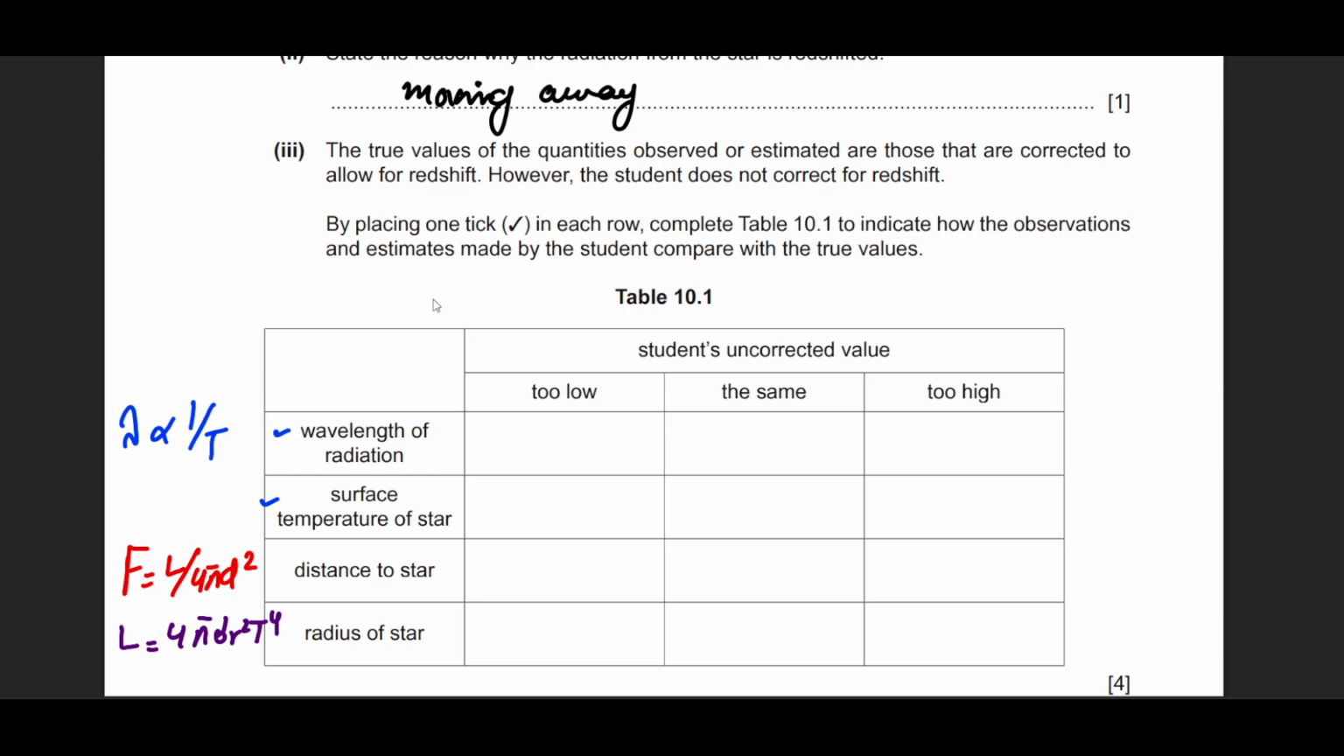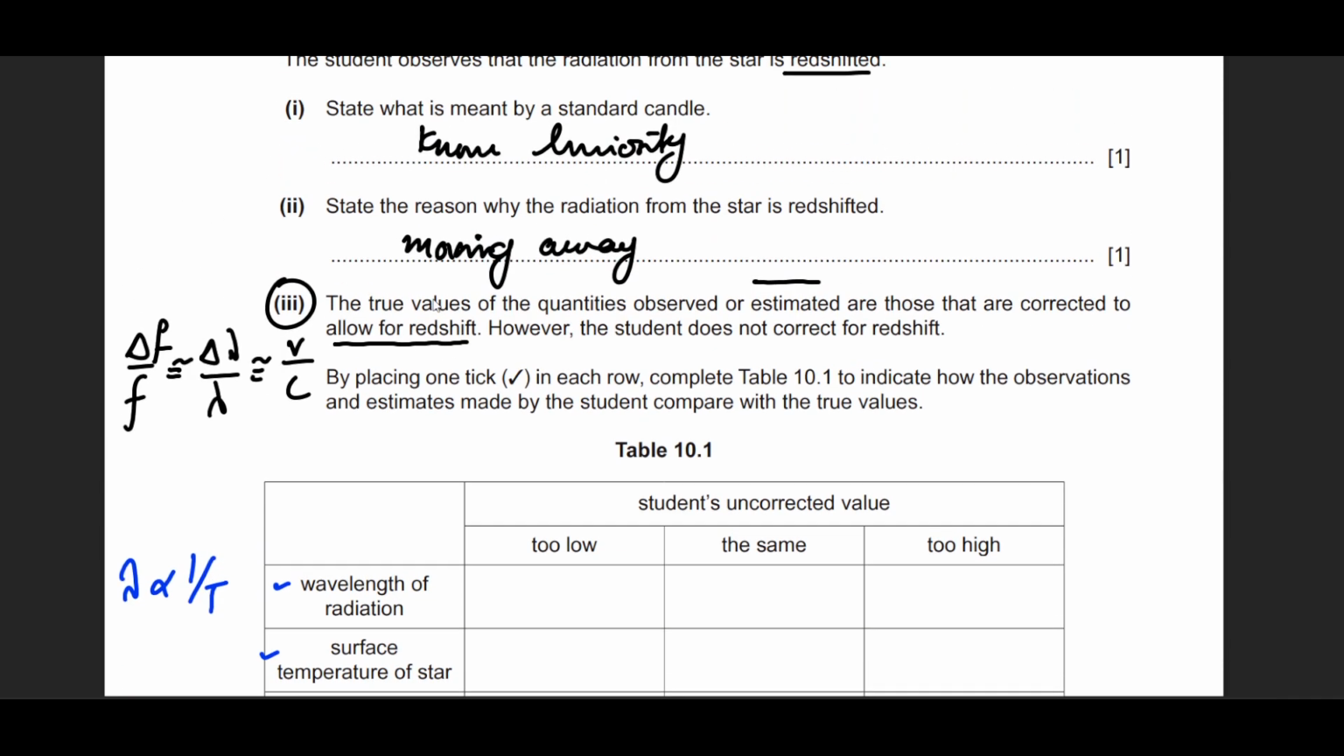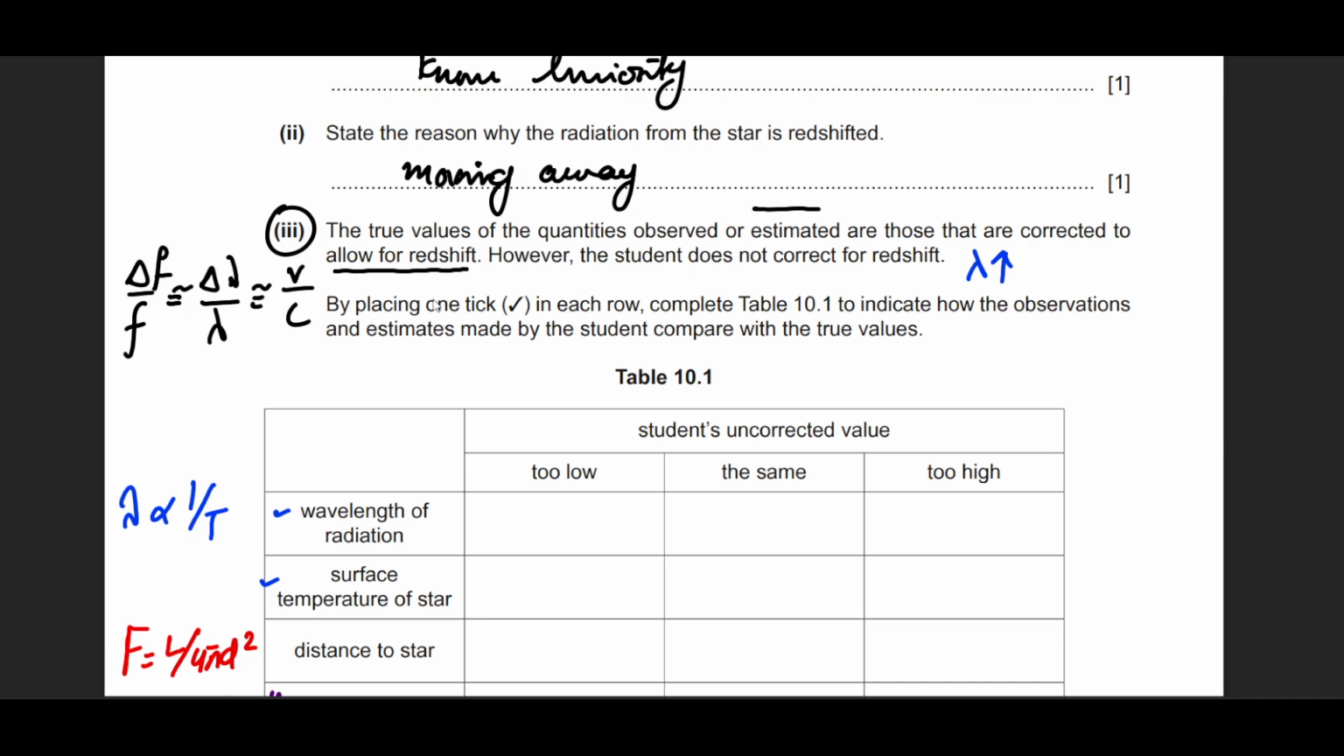Okay, now this is where things get a bit tricky. He says the true values of the galaxies observed are estimates, or those that are corrected to allow for redshift. There is a formula for redshift that is going to be in the third part of the video, which is delta F divided by F equals delta lambda divided by lambda, approximately equal to v divided by c. And we observe in this redshift that all the wavelengths are generally increasing. So the wavelengths increase because of the redshift, right? So what happens now?